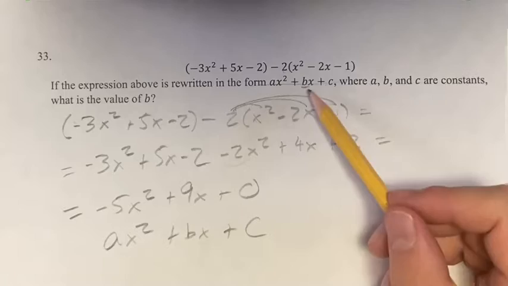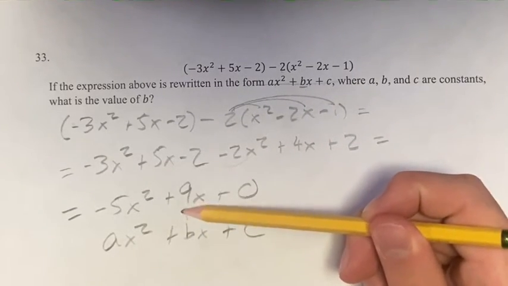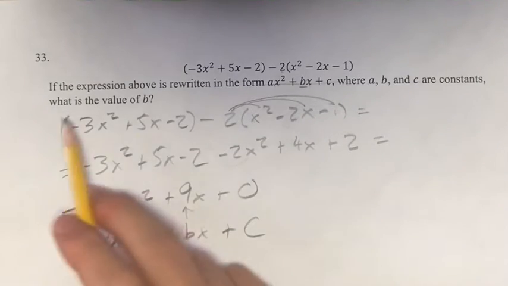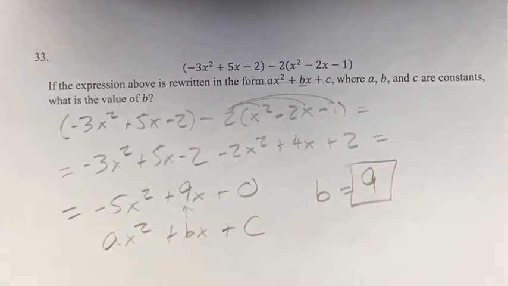And again, we are looking for b, which is the coefficient of the x term, which we can see here is 9. So what is the value of b? Given these terms, b is equal to 9 is going to be your final answer.